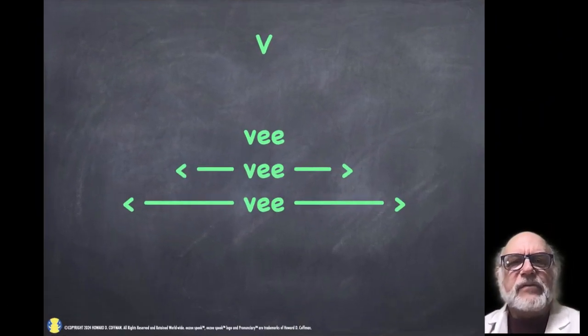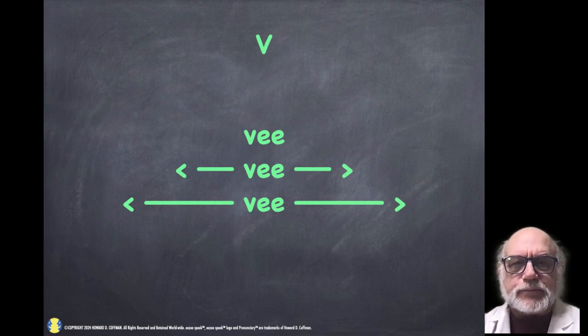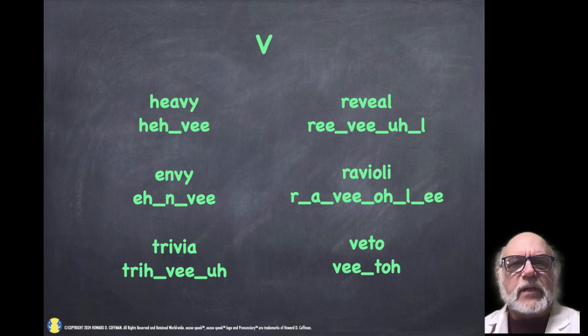The letter V. V. Practice words for the letter V. Heavy. I did it both ways. I don't know if you caught it. I did heavy. I did also heavy.